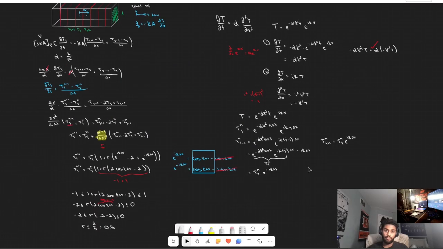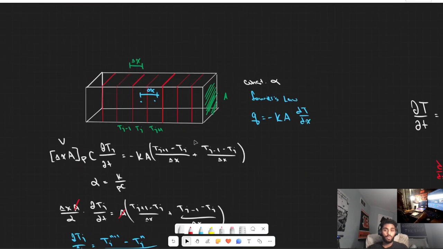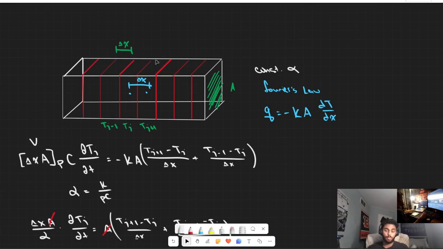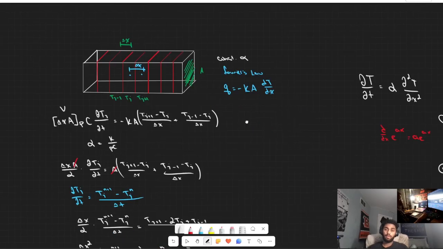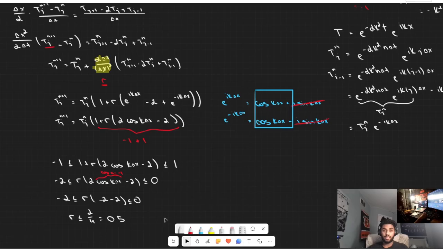And now we have in detail described how we can model the propagation of temperature diffusion across a bar with a constant thermal diffusivity, as well as the analysis that allows us to calculate the bounding for our r coefficient.